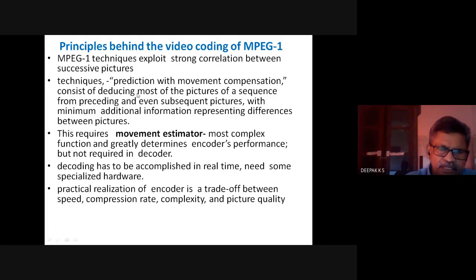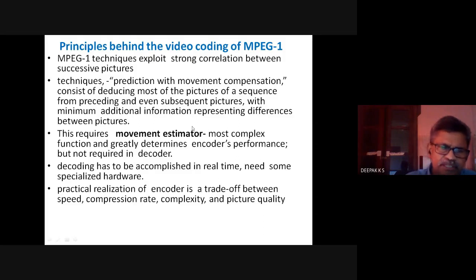So that consists of deducing most of the pictures of a sequence from preceding and even subsequent pictures with minimum additional information representing the difference between pictures. So what is the additional information required between pictures? You can predict a picture from the preceding picture and even the subsequent picture. It's using some prediction mechanism. We can do some estimation, and we can find what is the essential difference between pictures.